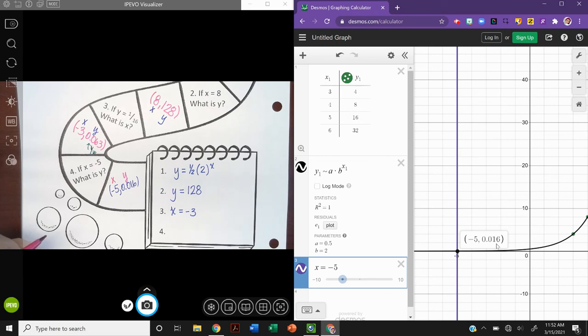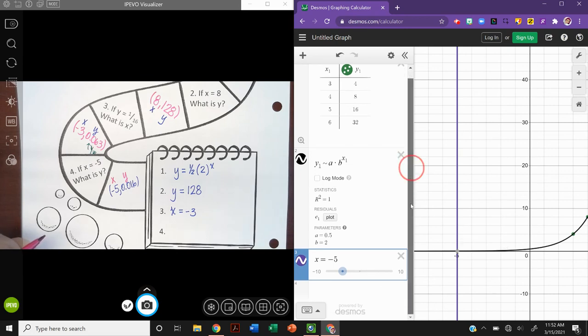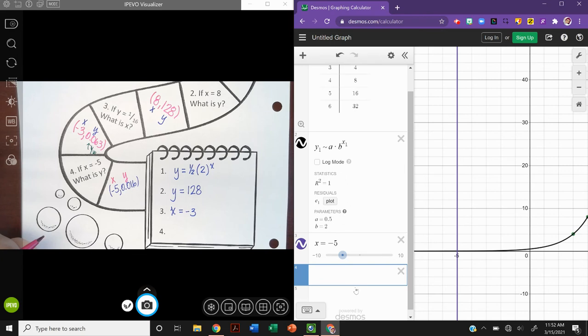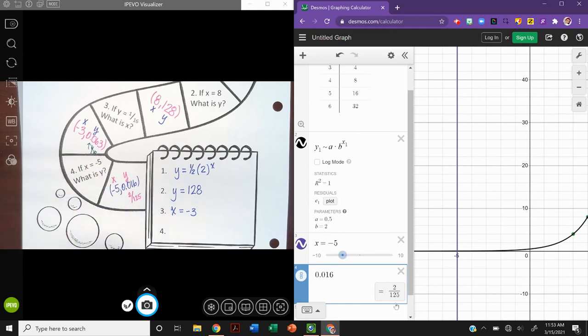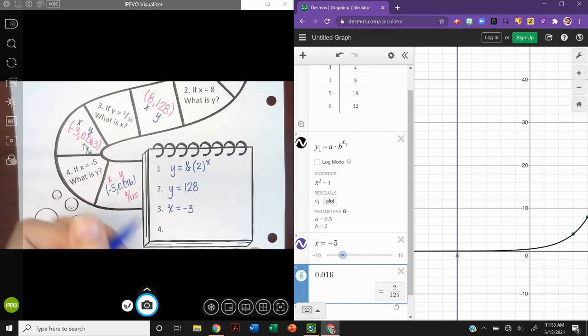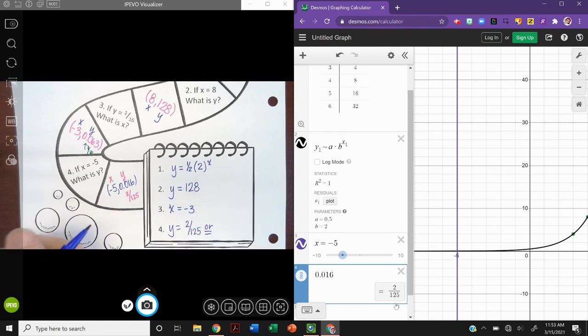Now I can convert that decimal to a fraction. You just go here in Desmos and type in 0.016. Look right here next to number 4, it says fraction. I click on it, and there it is as a fraction. So I could say 2 over 125. So y equals one of those, and I don't care which one you write. You could say y equals 2 over 125, or you could have put the decimal 0.016.